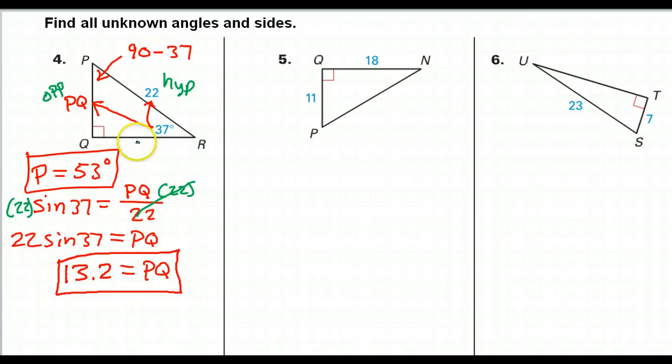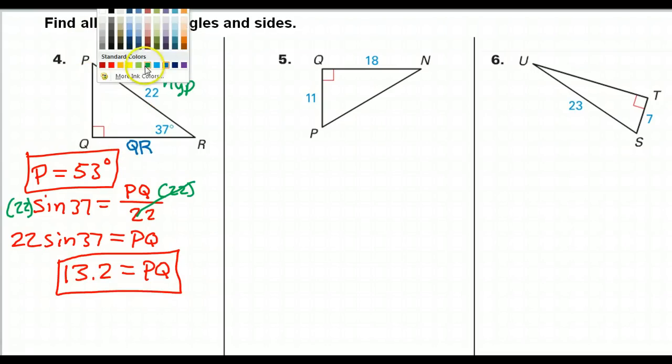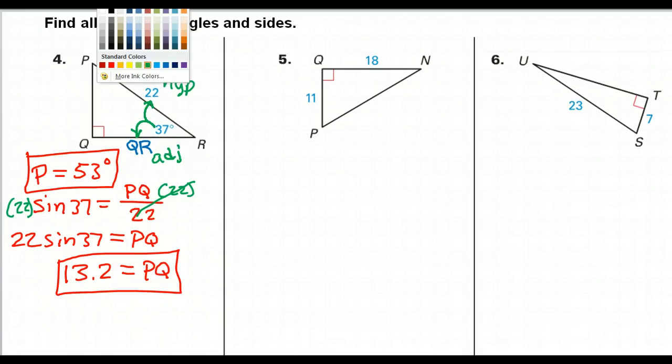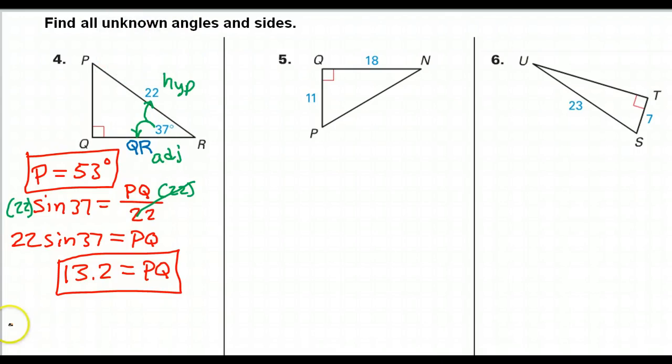All right, now that just leaves QR. Well, QR is adjacent. So from the perspective of the 37, I've got adjacent and I've got hypotenuse. So obviously that is the cosine function. So cosine 37 is equal to adjacent over hypotenuse. So QR over 22.